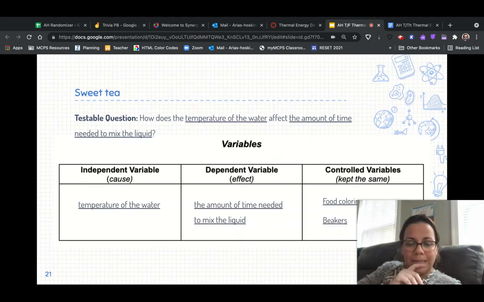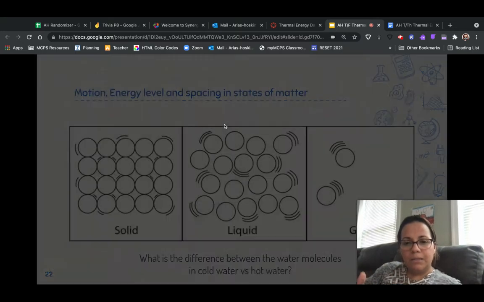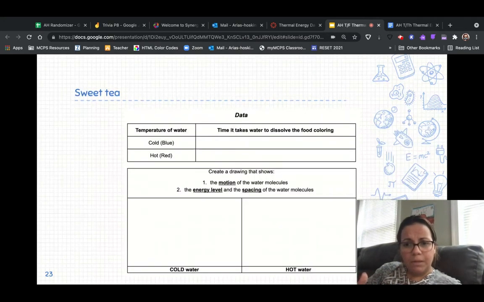And now here, if you think about the control variables, it would be the food coloring, because it's the same size of the bottles, just different colors. But then it's just food coloring, right? And then we have the two beakers. So that actually stays the same throughout the whole experiment. Now, remember, I'm going to show you this experiment. Look at this. In this part right here, you need to actually measure the data.